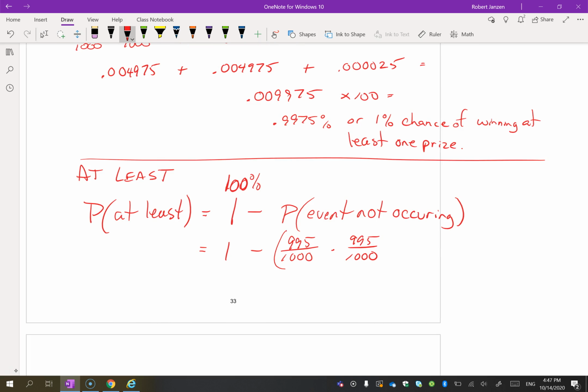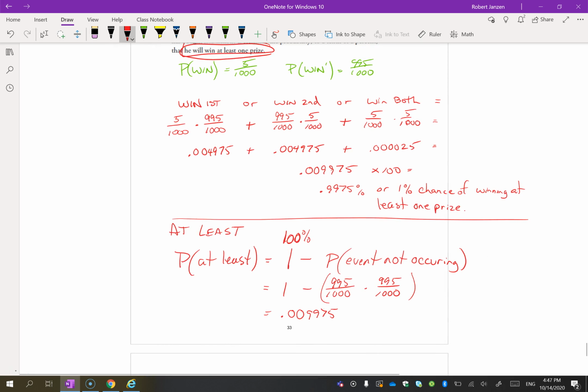And this would give us the same answer. If you went 1 take away that, you're still going to get 0.009975. So you can choose to do it either way. Sometimes at least is quicker. In this case, I don't know if it's much quicker. I think they're both about the same.